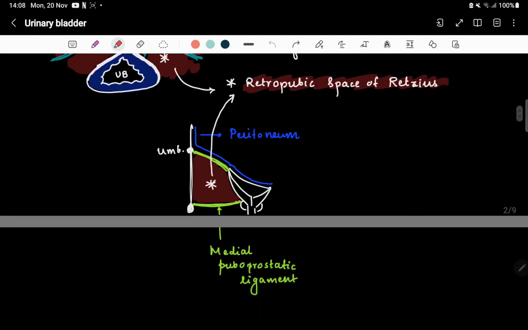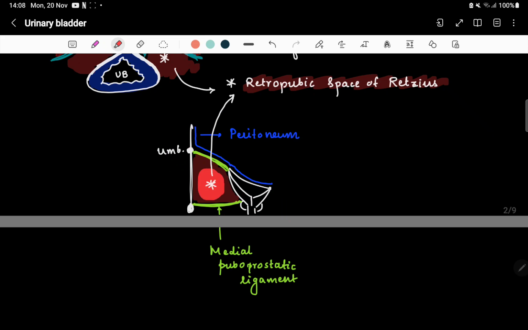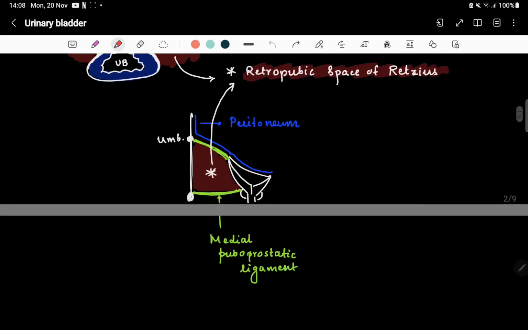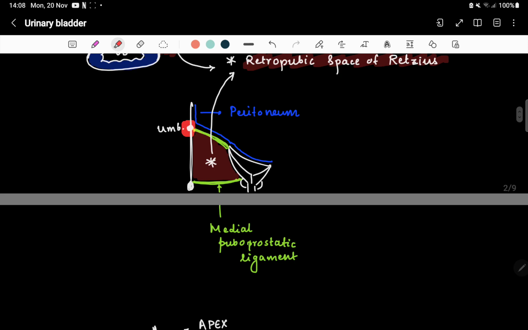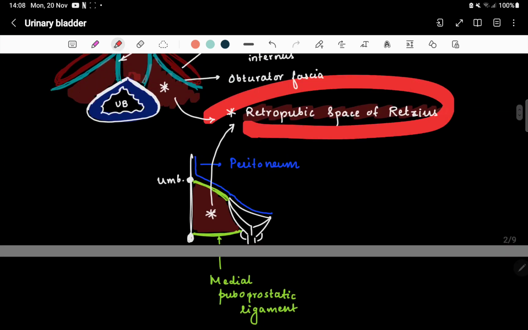Okay, so you can see here in this diagram also, there is a space bounded by your medial puboprostatic ligament and the lateral puboprostatic ligaments. Your umbilicus is there, and this space is called the peritoneum. This space is called the retropubic space of Retzius.